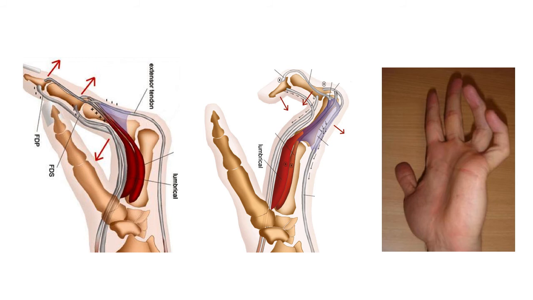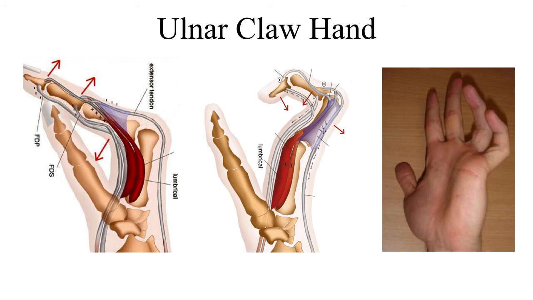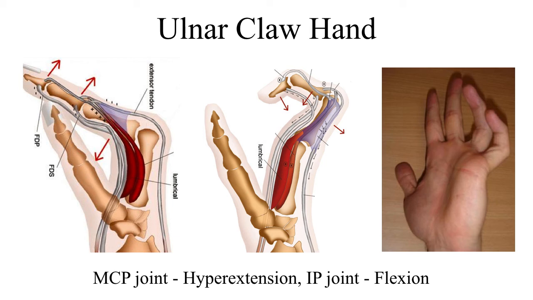is called claw hand, and when it involves only the medial two fingers because of ulnar nerve palsy, it is called ulnar claw hand. So remember, claw hand is metacarpophalangeal joint hyperextension and interphalangeal joint flexion. It is called claw hand because it resembles the claw of birds.